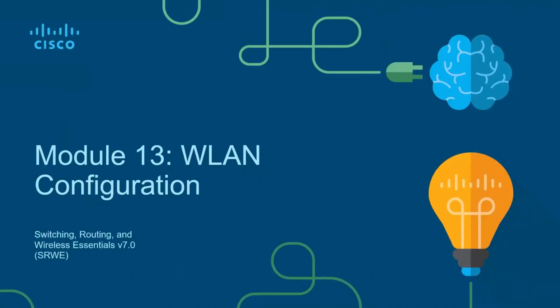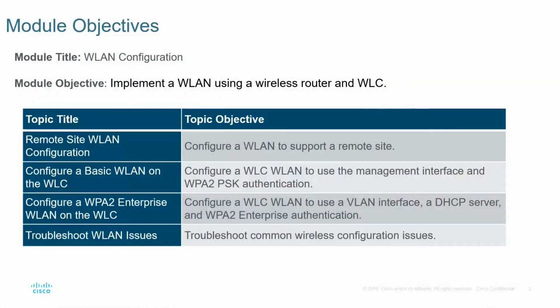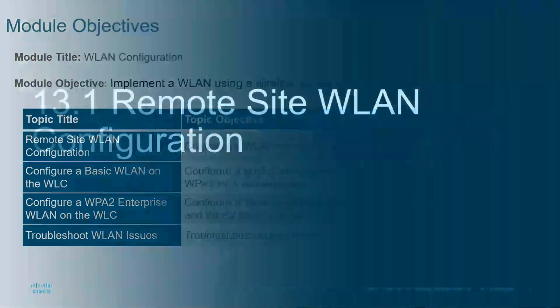Module 13, Wireless LAN Configuration. So we're going to be focusing on configuring our wireless LANs. We have 3 main types of scenarios that we're going to be doing this with: remote site configuration, basic wireless LAN on a wireless LAN controller, and then we're going to do a WPA2 enterprise wireless LAN on a wireless LAN controller. Those are our main types, and we actually do have several labs walking us through these as well. We're also going to end with troubleshooting common wireless configuration issues. So let's go and jump right on in.